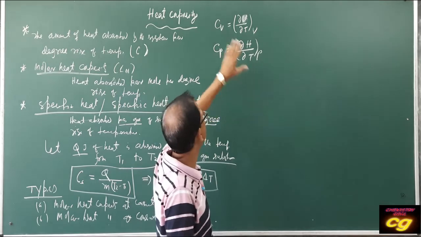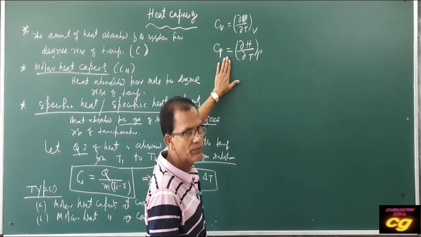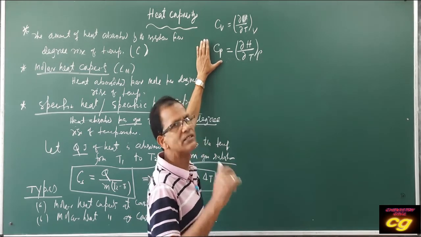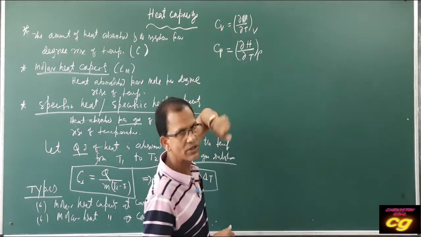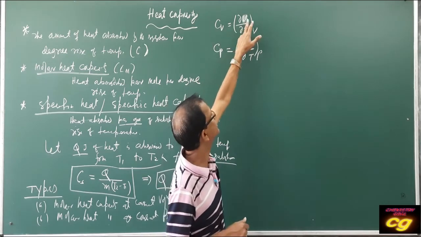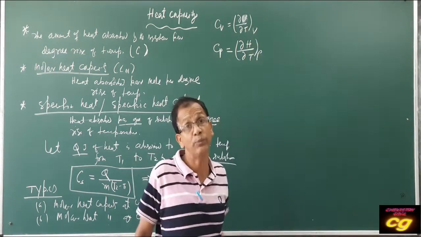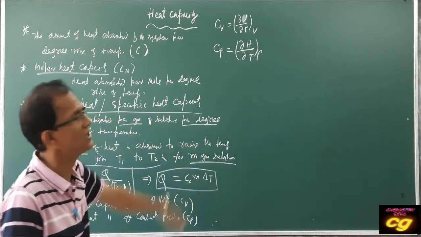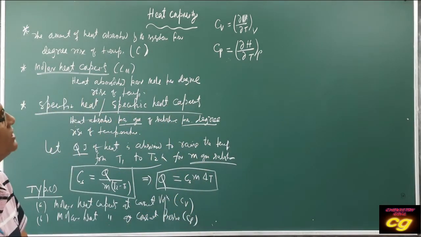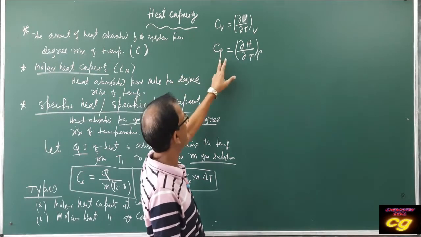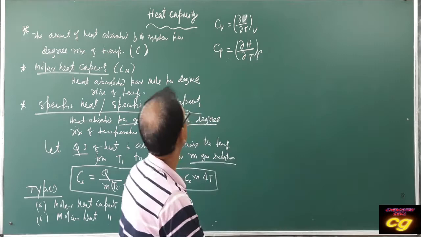This is the difference between internal energy and enthalpy. Both Cp and Cv have the same unit, but the expressions are different. Cv is with respect to internal energy, Cp is with respect to enthalpy, because constant pressure, constant volume. So this is called heat capacity at constant volume, heat capacity at constant pressure.